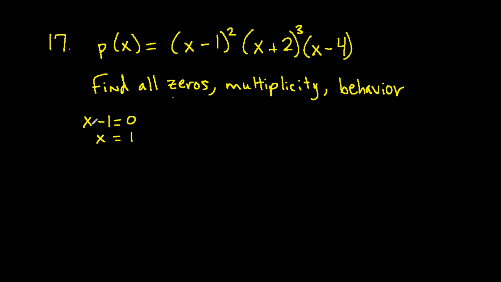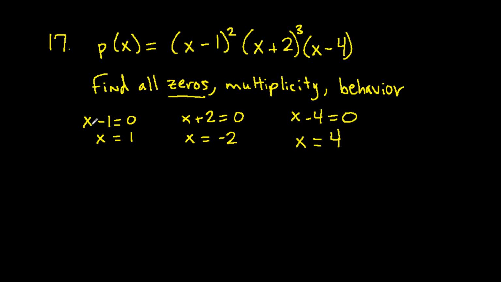A zero, another word for zero, is x-intercept. So those are points that the function goes through. The x plus 2, if you set that equal to 0 and solve it, you get a zero of x equals negative 2. And x minus 4, if you set that equal to 0 and solve it, you get x equals 4. So we found the zeros.